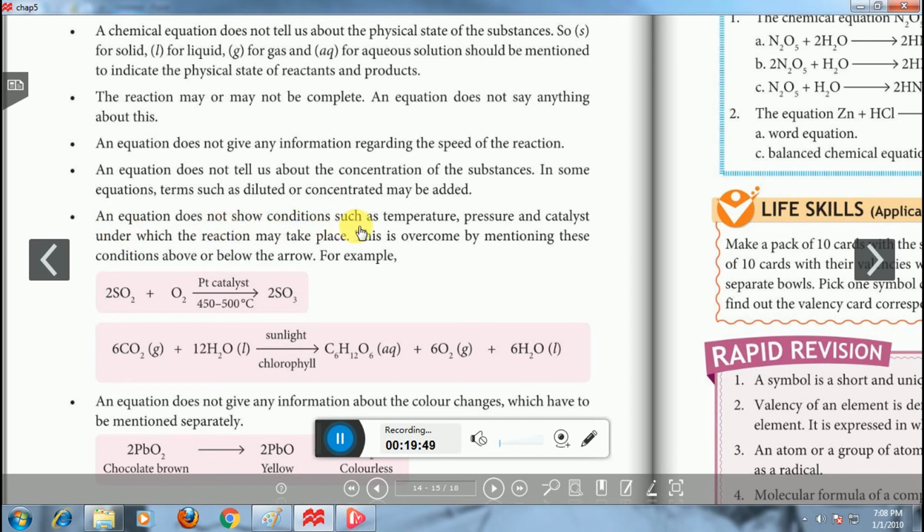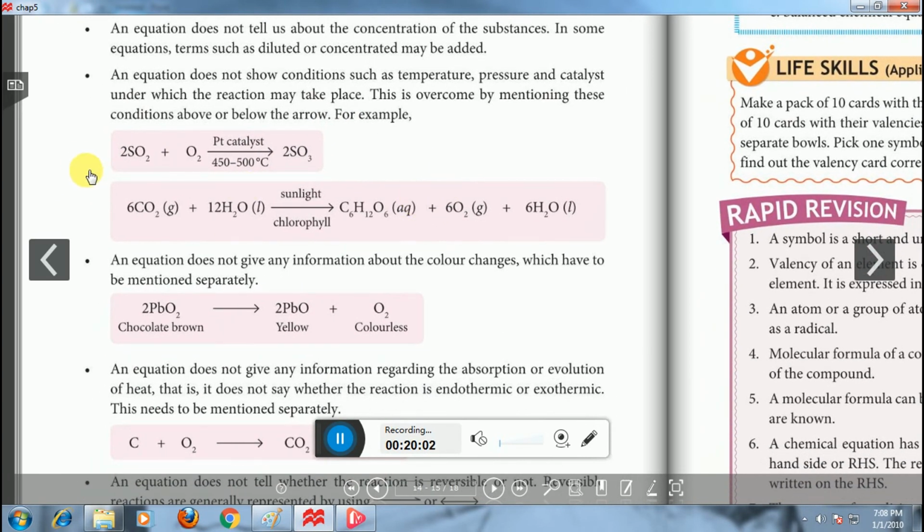An equation does not show conditions such as temperature, pressure and the catalyst. If you forgot to write the catalyst or the temperature, it will never show you the exact scenario of the conditions required for this case.